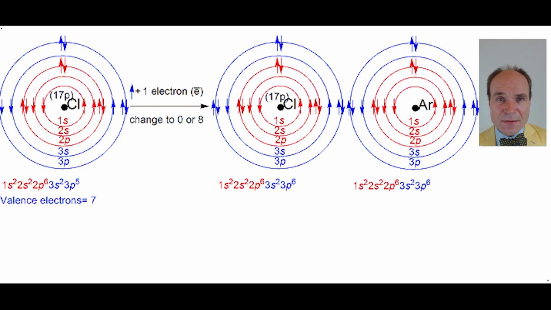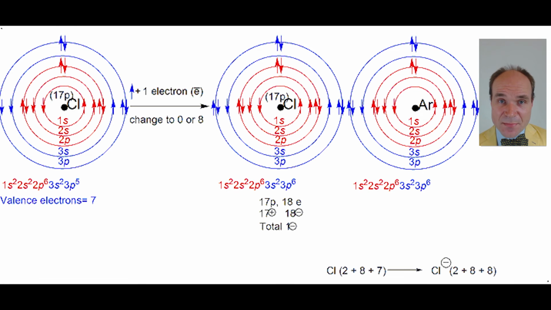Now we need to think about the number of protons. As we look at chlorine and how it has changed, the number of protons have stayed exactly the same. So we can see that we start off with having 17 protons and 17 electrons. And after the change, we have still 17 protons, but now 18 electrons. So the overall charge of the atom has changed from being neutral to being negative. And we call this an anion.